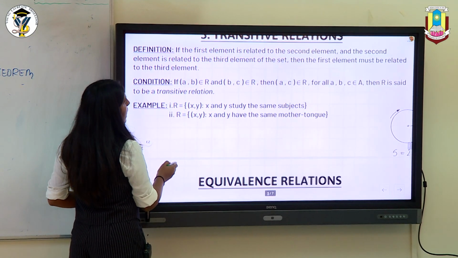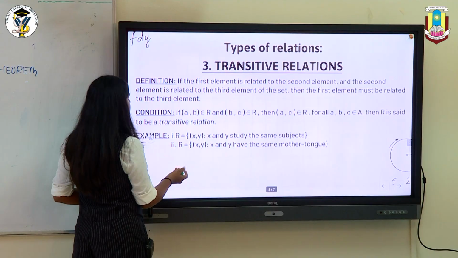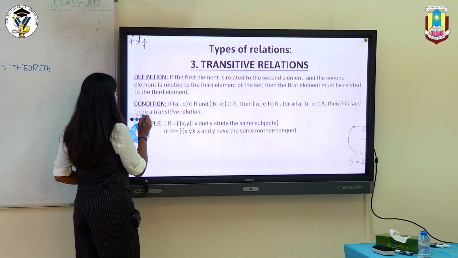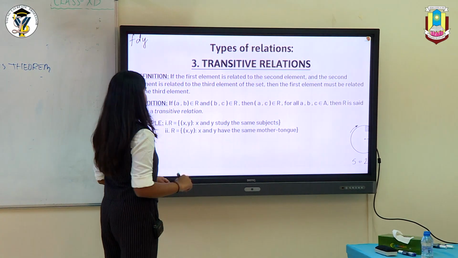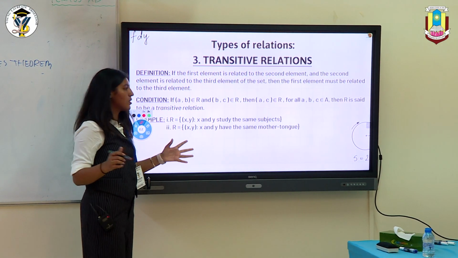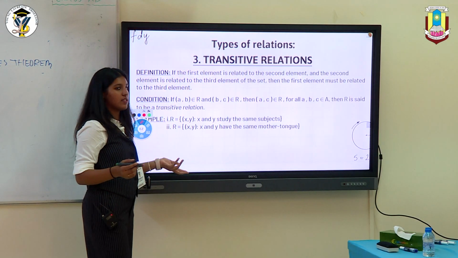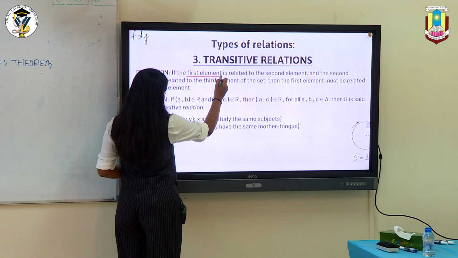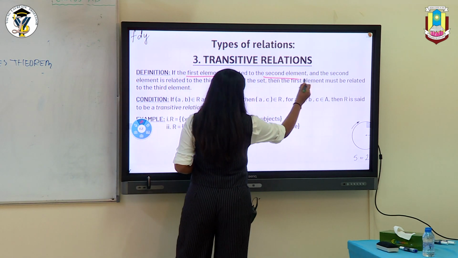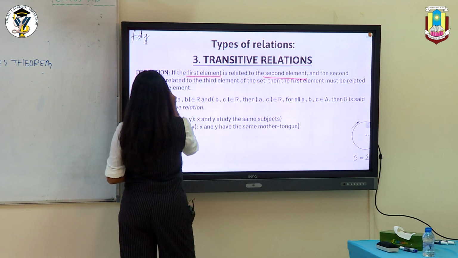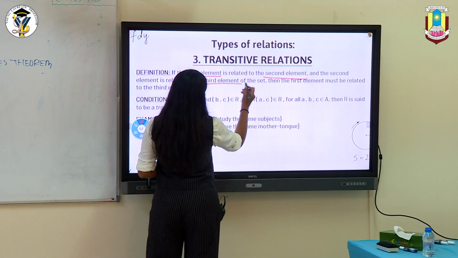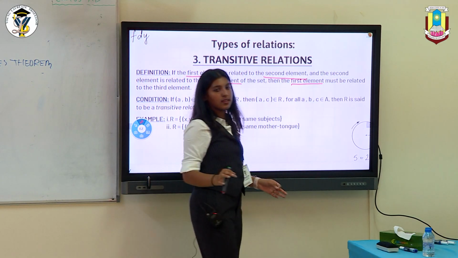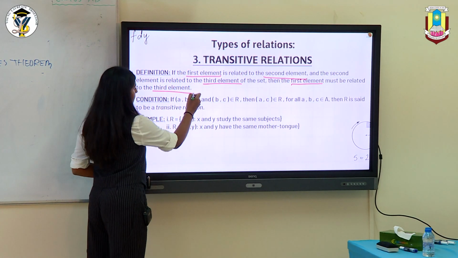And now the last one. This is a little bit confusing, but not that hard. Transitive relations. First, I'll just read out what the definition of the transitive relation is, and I'll give you an example for you to understand better. If the first element is related to the second element, and the second element is related to the third element of the set, then the first element must be related to the third element.